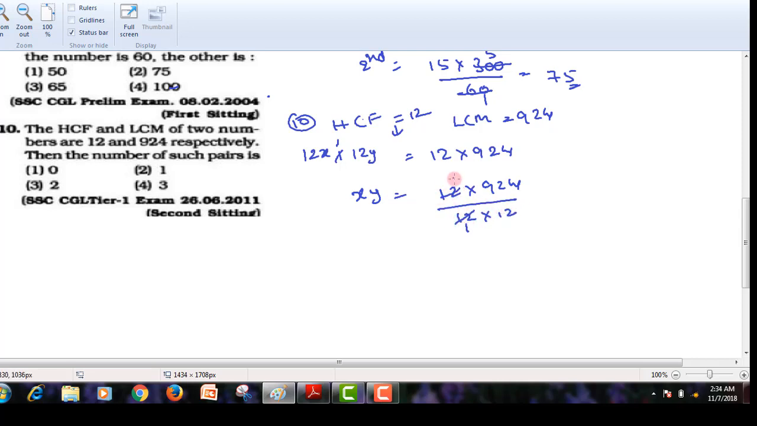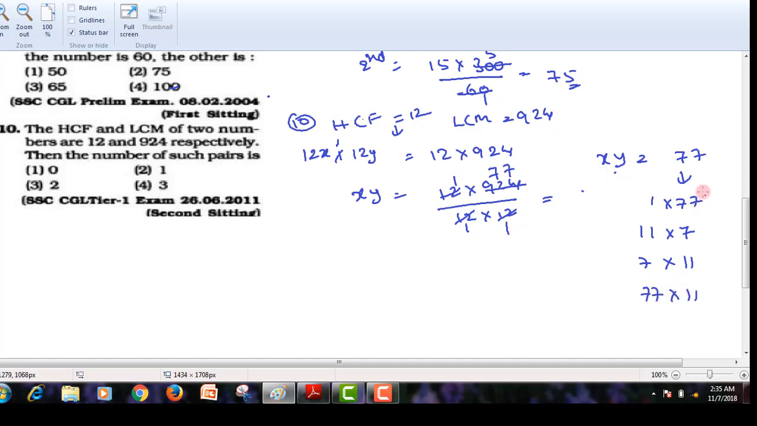So 12 ones are 12, the 12s will cancel. Then 12 times 77 is 924. We got x into y as 77. Then we have to write this 77 as a product of two co-primes. So let us see the factorization of this number. That is 1 into 77, and 11 into 7, or 7 into 11 also.